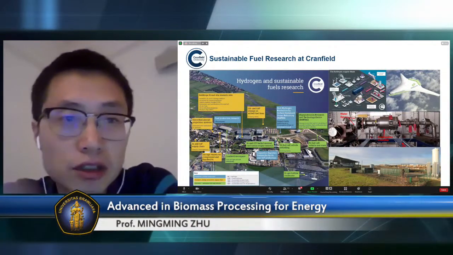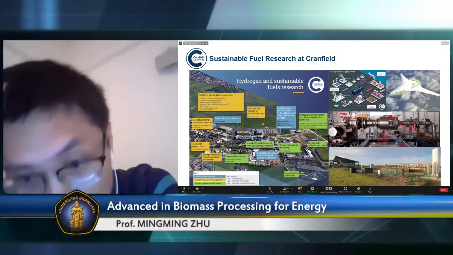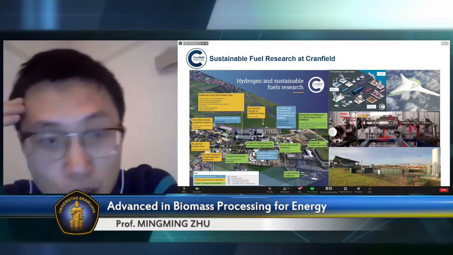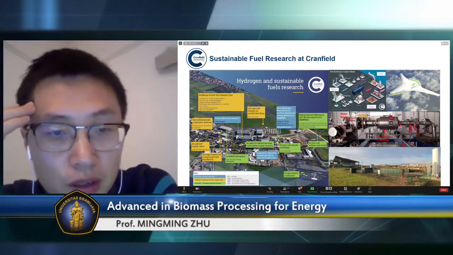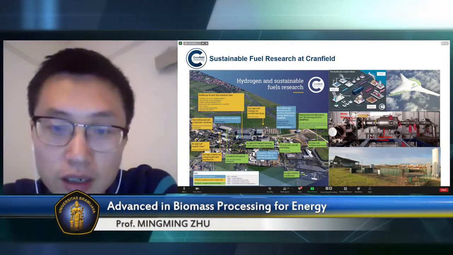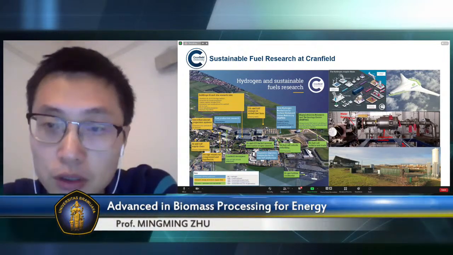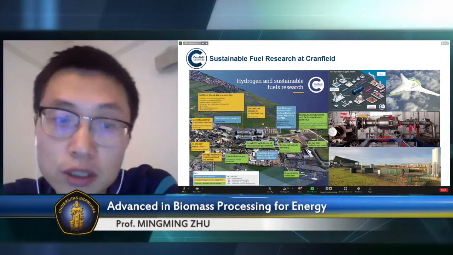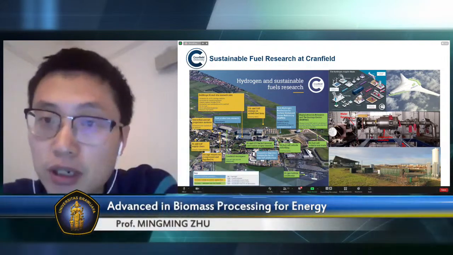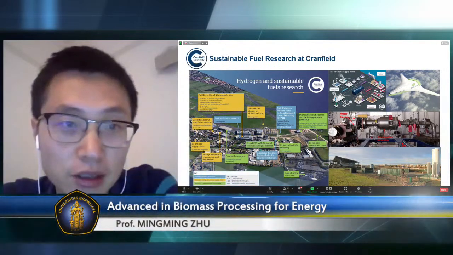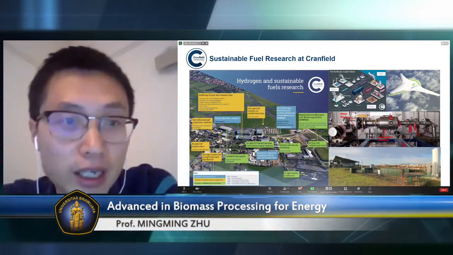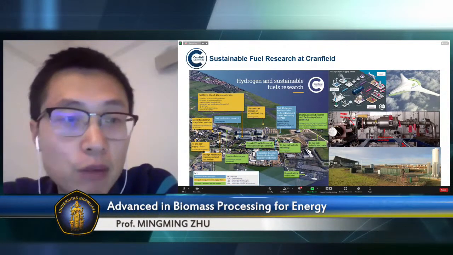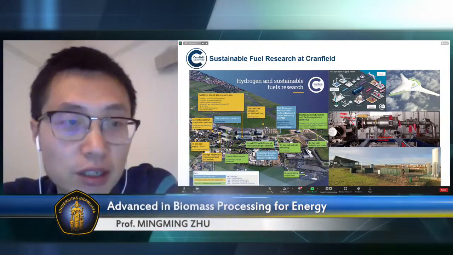In a nutshell, hydrogen is very active in the UK, and I believe in the world as well. At Cranfield University, for those who don't know, we don't have undergraduates. We are only postgraduate focused and work closely with industry, and we are particularly number one in aerospace in Europe, even in the world. On the campus we have a runway.